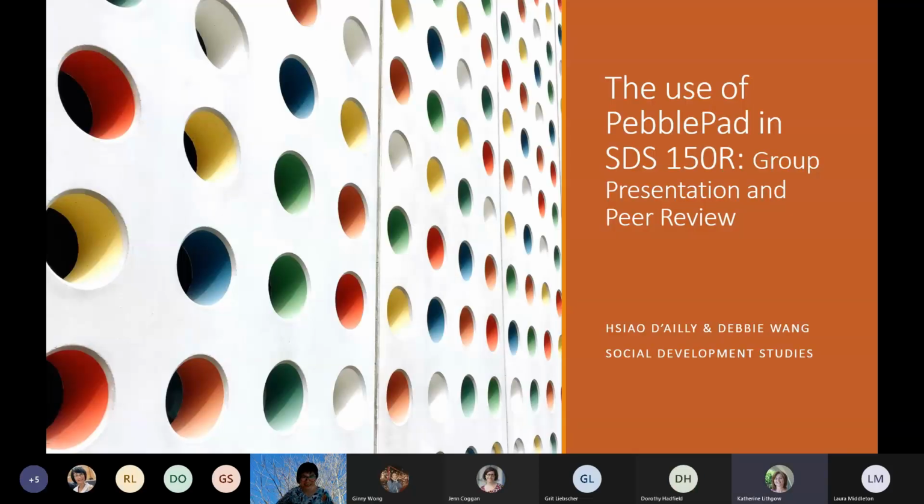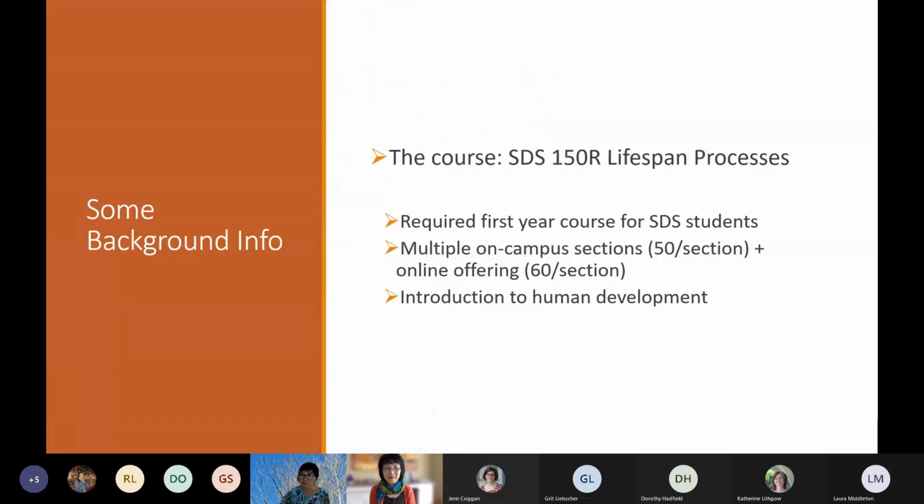Thank you, Catherine. Hello, everybody. I'm Xiao Dai. And hi, everyone. I'm Debbie Wang. So today we are going to share with you our experience of using PebblePad for the course SDS 150R. It's called Lifespan Processes. Before we start, I will give you a little bit of background information about the course and how we got started.